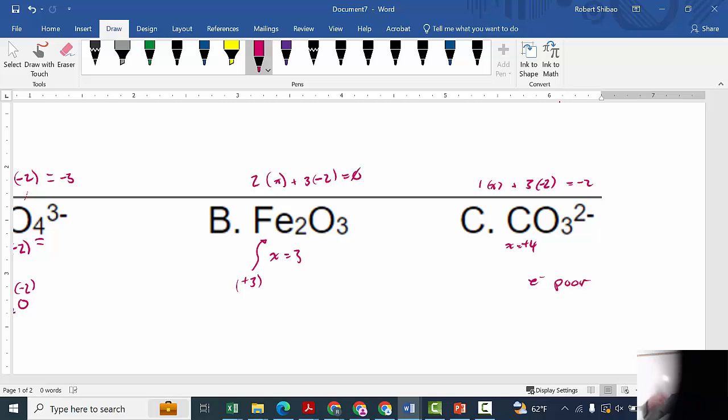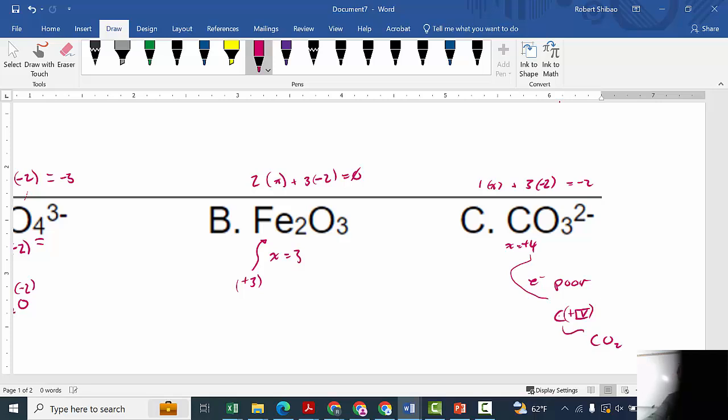And so what we do is we make a comparison. This is electron poor because it has carbon in the plus 4 oxidation state. I'll just write it as Roman numeral 4. What else has carbon in the plus 4 oxidation state? Another thing that has carbon in the plus 4 oxidation state is CO2. CO2 and carbonate both have carbon in the plus 4.